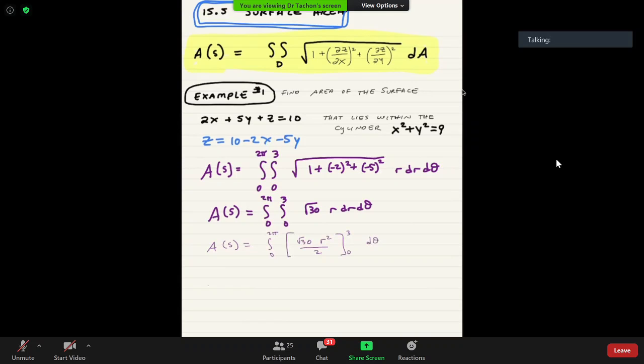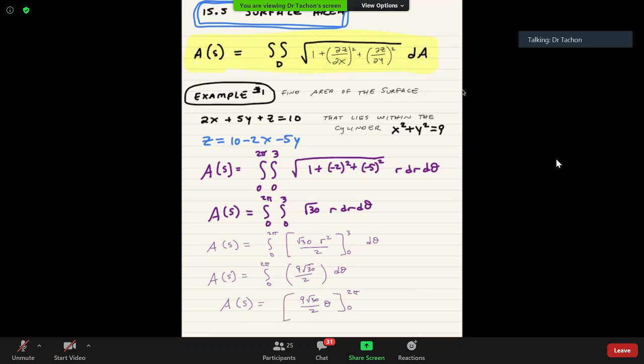So for our surface area, we'll do the 0 to 2 pi in a moment. Plug in 3 squared, so 9 radical 30 over 2. Plug in the lower bound, you get 0. Then integrate this with respect to theta. So your surface area is 9 radical 30 over 2 theta evaluated from 0 to 2 pi.